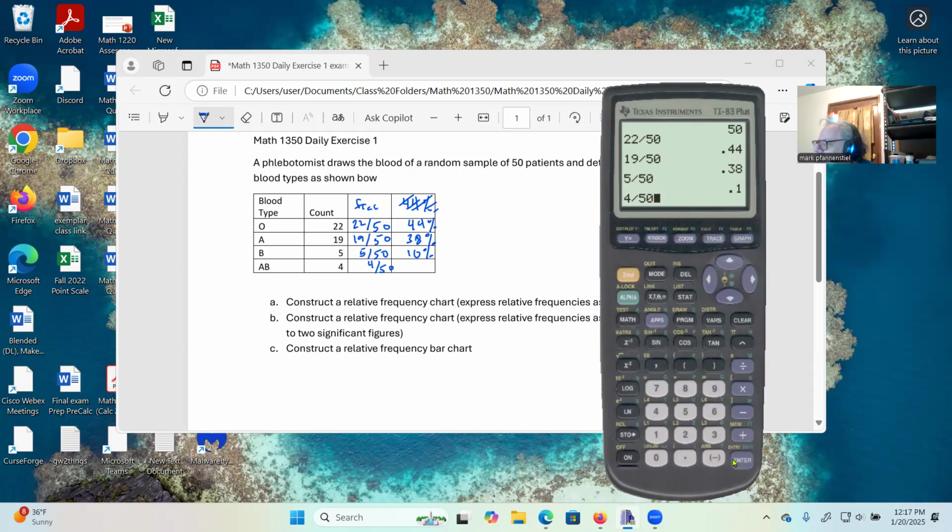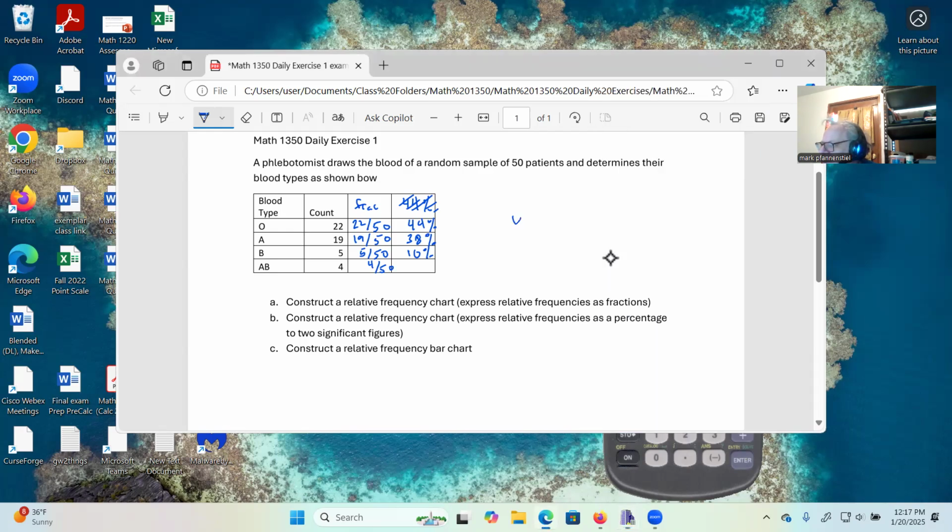Okay, we have that, we have 8%. So 0.08, we move the decimal place two places. So 0.08, we move the decimal two places, that's 8%. Okay, so we have that.